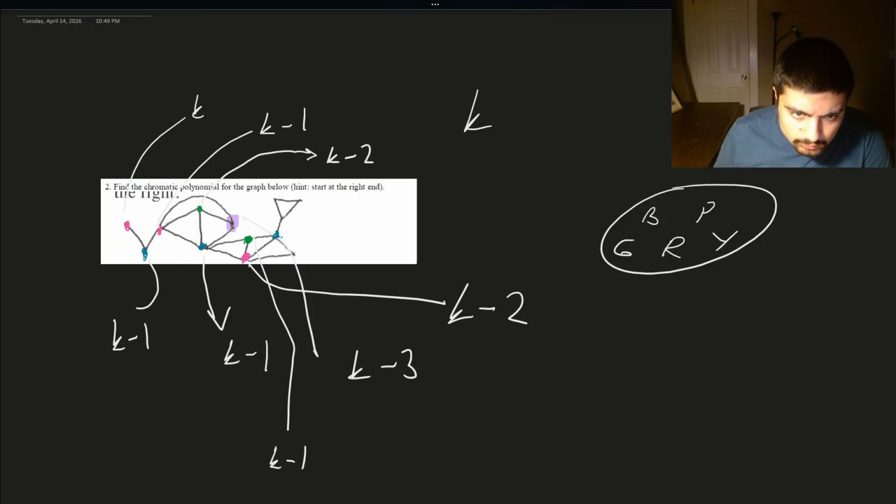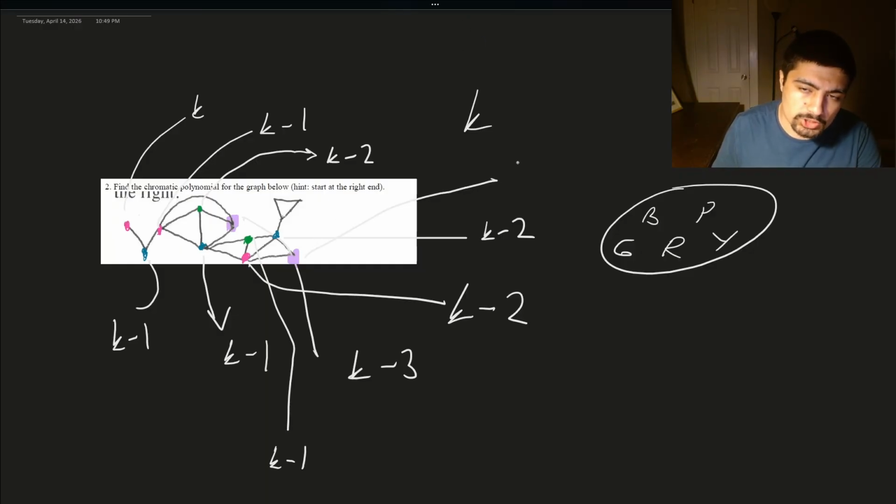For the blue one, did we do the blue one? Not sure. For the blue one, we're also going to have limited options. It's not green or pink, so we chose blue, so that's going to be k minus 2. The one down below can be purple. It doesn't really matter. What matters is what you have there. So also k minus 2 because it cannot be either blue or pink. And we're going up. This is only connected to blue, so the only requirement is for it to be not blue. So I'm going to say k minus 1.